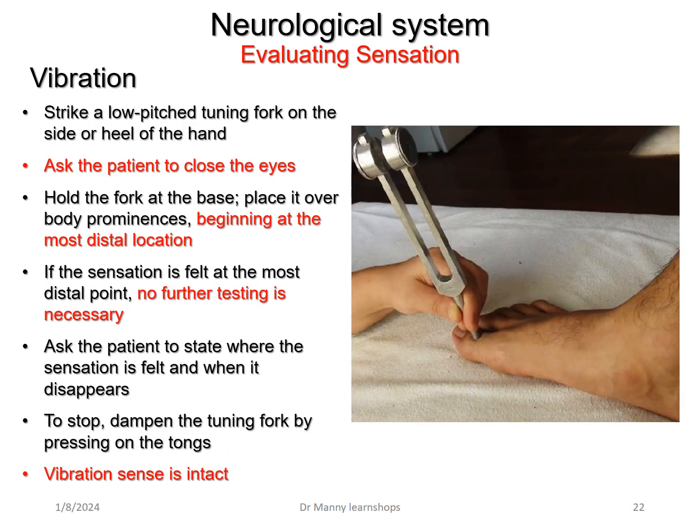Then you've got vibration as far as sensation goes. You strike a low-pitched tuning fork on the side or the heel of your hand, and you ask the patient to close their eyes, and you hold the fork at the base and you place it over any body prominence, beginning with the most distal. If sensation is felt at the most distal, no further testing is required.